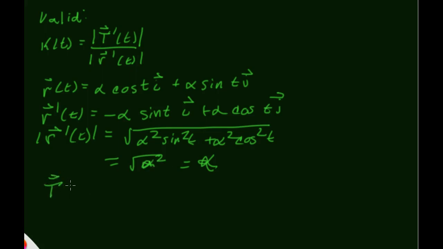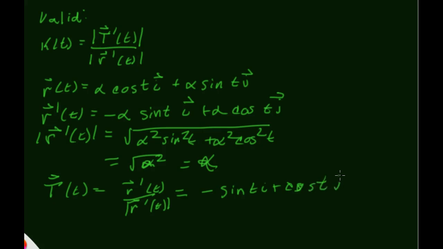The T vector is r prime of t over the magnitude of r prime of t, right? So this should be ultimately the whole thing with the alpha stripped away. So that's going to be sine t i plus cosine t j, right? So that's my unit vector.